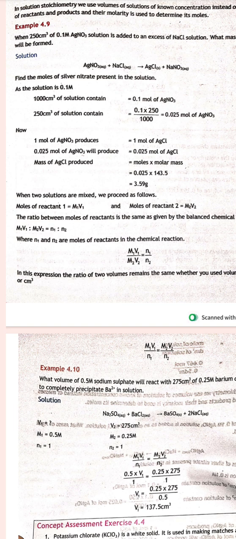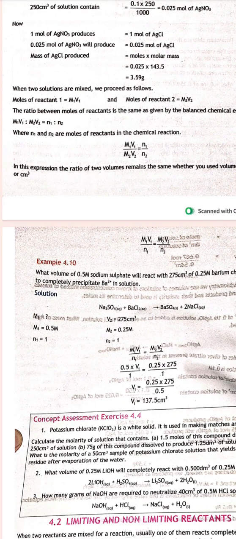Now we will use the formula, that is M1V1 over N1 is equal to M2V2 over N2.